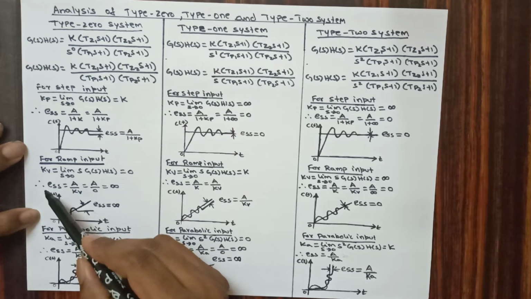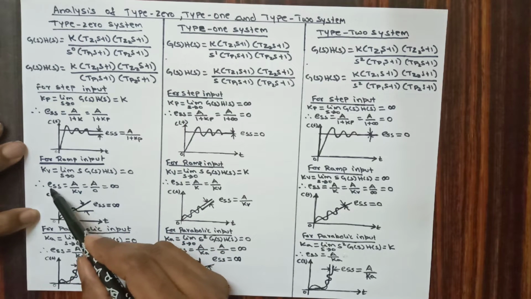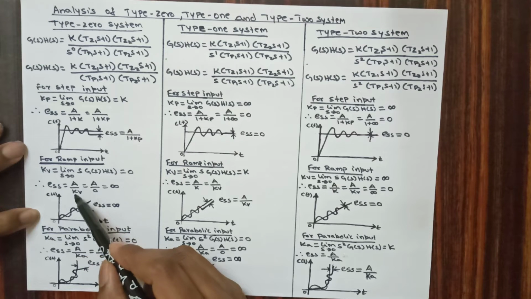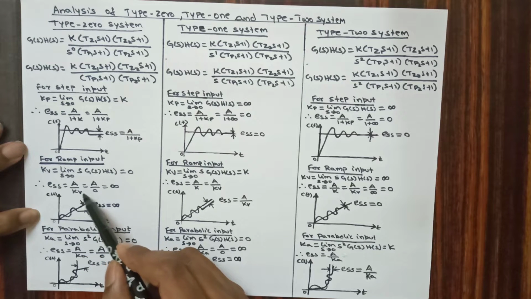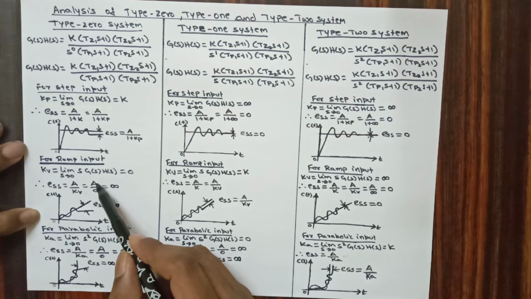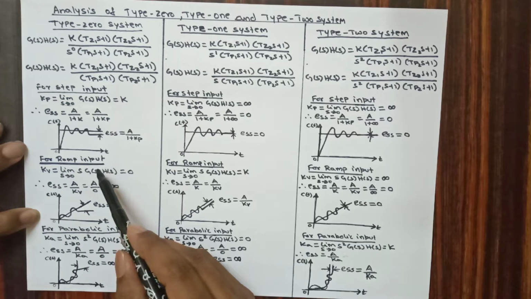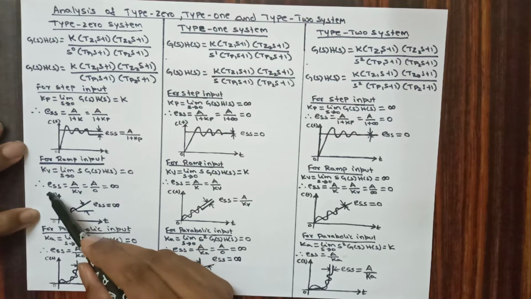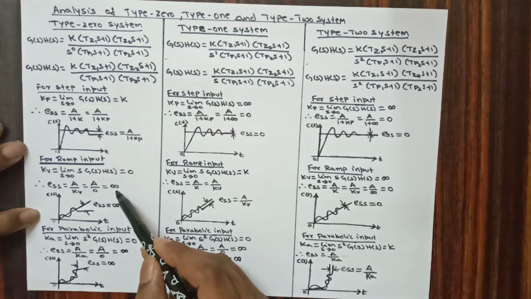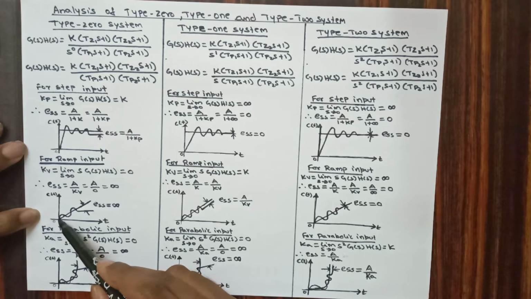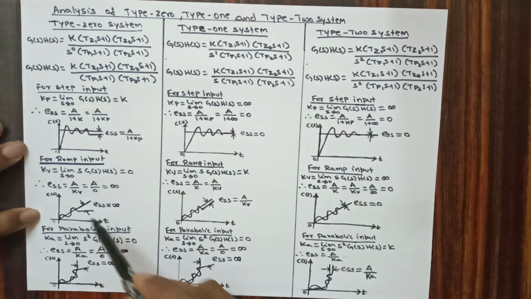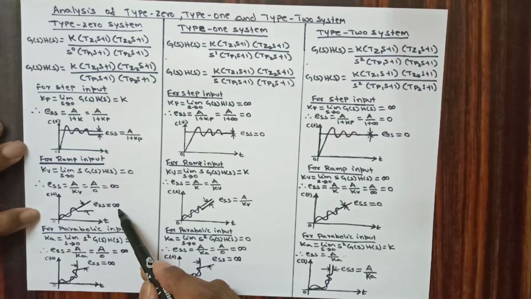Therefore, we know that the steady state error ESS is equal to A divided by Kv, where the Kv value is 0. That means A divided by 0, and anything divided by 0 is infinity. You can observe here that for ramp input, a type 0 system gives infinite steady state error. So you can see the response. This is the ramp response. After passing through a certain transient period, the error is infinite. That is, ESS is equivalent to infinity.